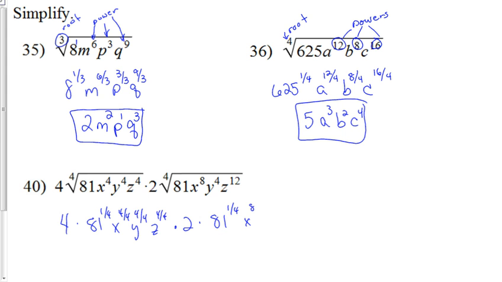Fourth root of x to the 8th. The fourth root of y to the fourth. The fourth root of z to the 12th. Let's simplify. Fourth root of 81 is 3. All of those simplify to the first power. We have the 2. Fourth root of 81 again is 3.